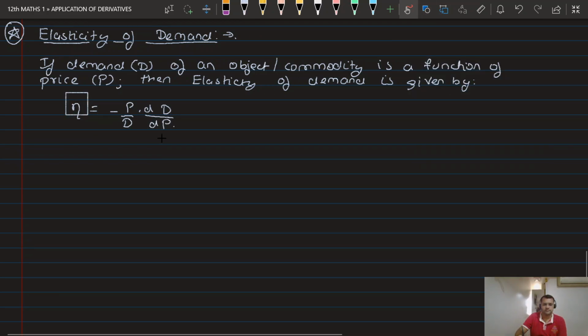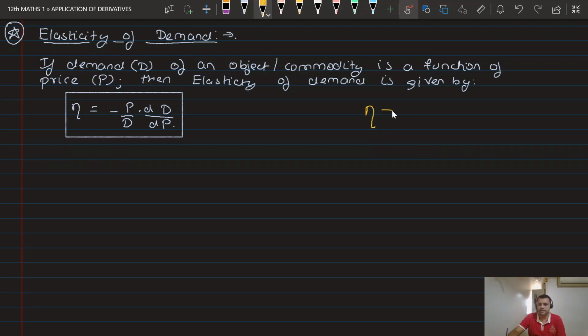Now this symbol over here is written as n with a long tail, and it is called eta. It is a Greek letter like alpha, beta, gamma, all those things. So it is one more Greek letter, eta, and this is used to represent the elasticity of demand.